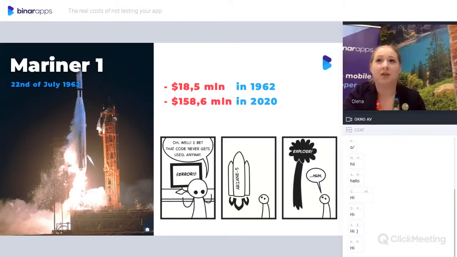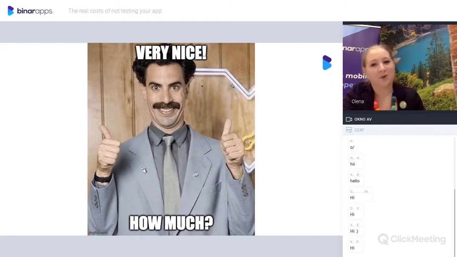So Mariner 1 misinterpreted the command from ground control because of a missing hyphen inside the code. So that's really important to test. Okay, so well, it's all very nice. However, how much does testing cost? How much is the cost of fixing the defects? Well, I have two news. One is good news, and the other one is bad news. We'll start from the last one.